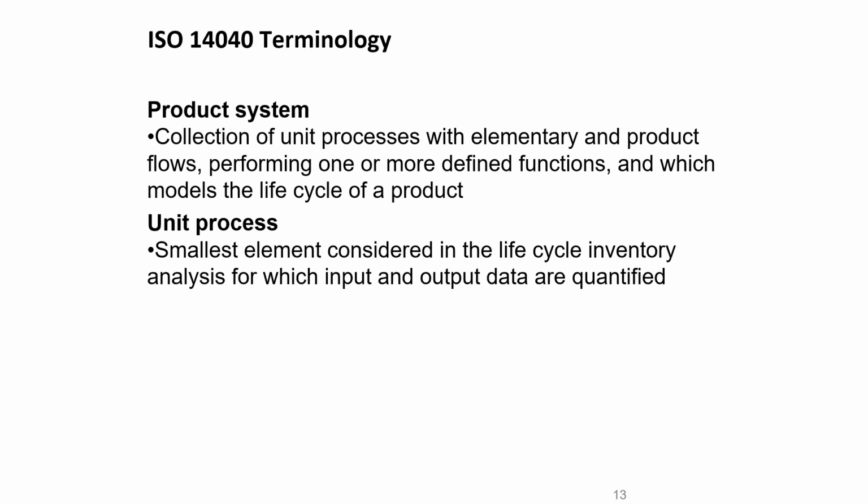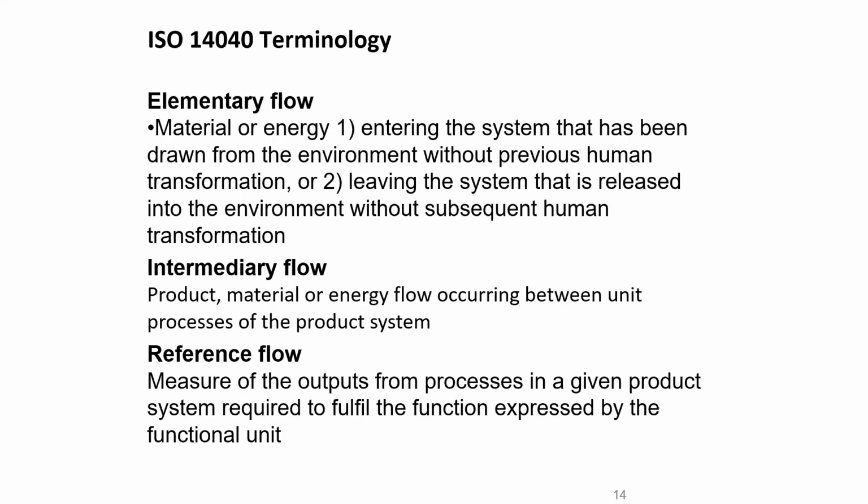So usually we do a product system and a unit process. Product system is basically when you have the elementary and product flows all together in a kind of box. Unit process is where, for each individual unit, you have the input and output data quantified. There is a terminology like material elementary flow, which is the material and energy entering the system and leaving the system. That's your material elementary flow.